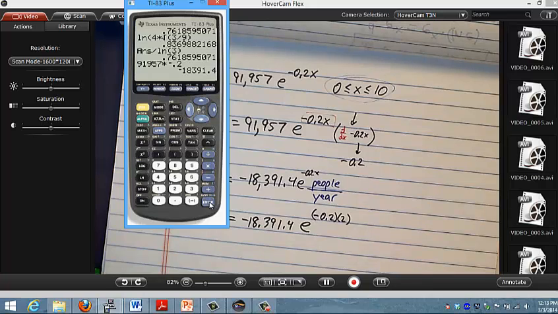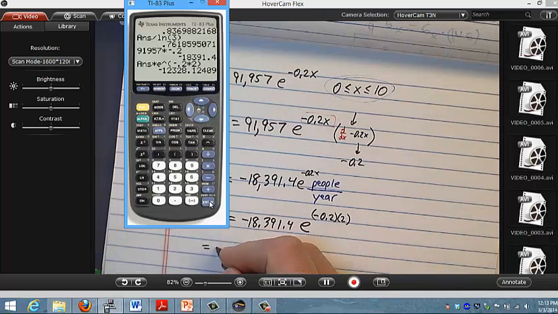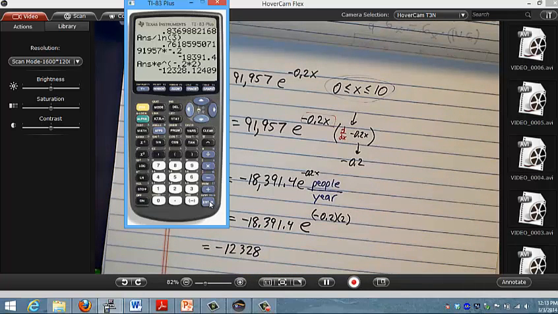Let me see if I can get that for you. So let's see. I have this number times e to the, so I'll hit second natural log. That gives me e to the whatever. And now I'll put negative 0.2 times 2. Make sure that's all up in the exponent. And so I got negative 12,328. And so it was decreasing about 12,000 applicants per year in 2002. That's how I would interpret that. Does this make sense? Stephanie, all right?